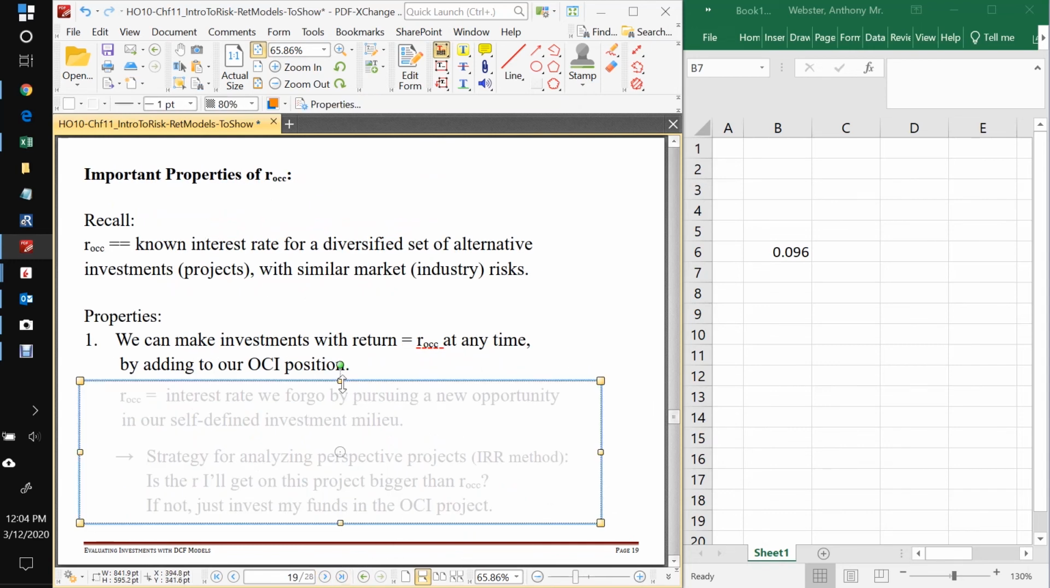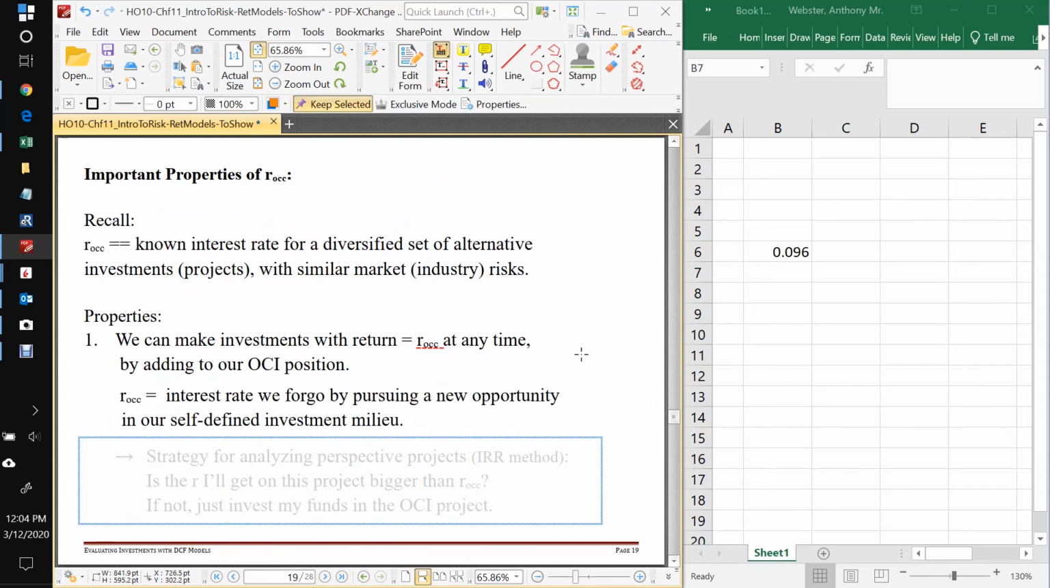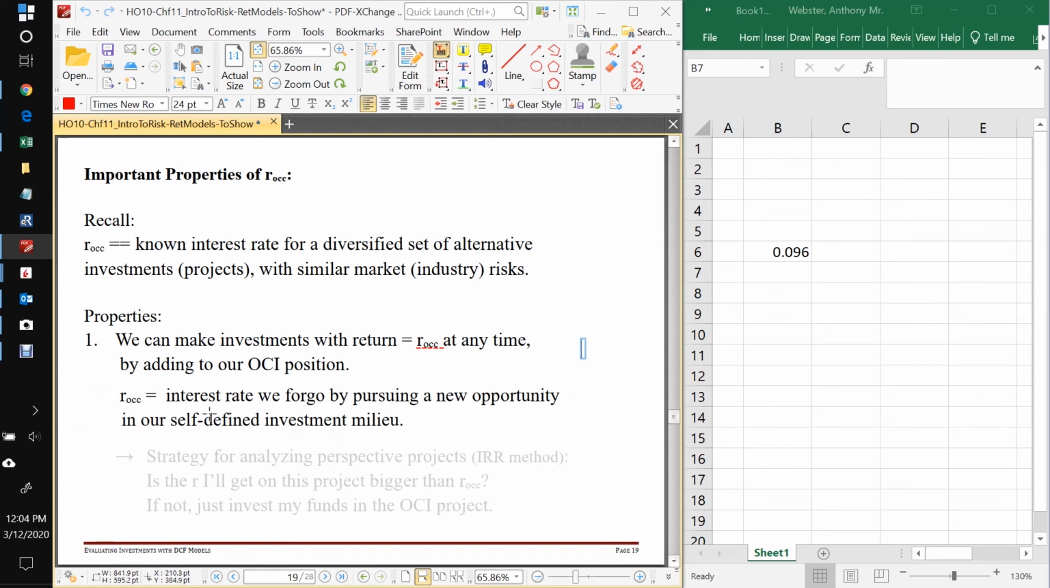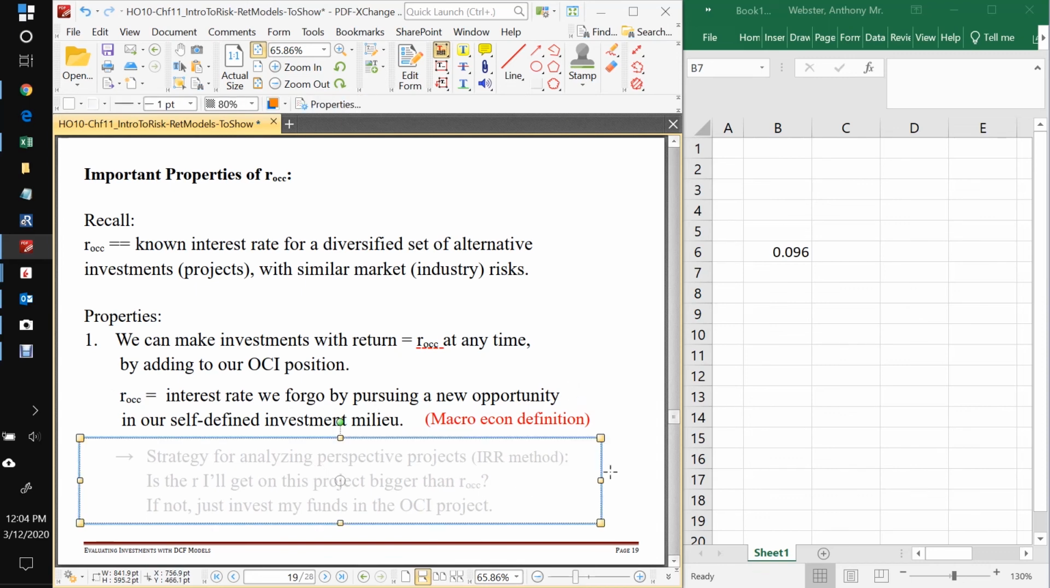Another way of saying this then is that the opportunity cost of capital is the interest rate we forego by pursuing a new opportunity in our investment milieu, okay? This is also another macroeconomics definition, which applies perfectly to us. If you haven't had macroeconomics, doesn't matter. You'll find when you get to that class a similar definition for opportunity cost of capital.